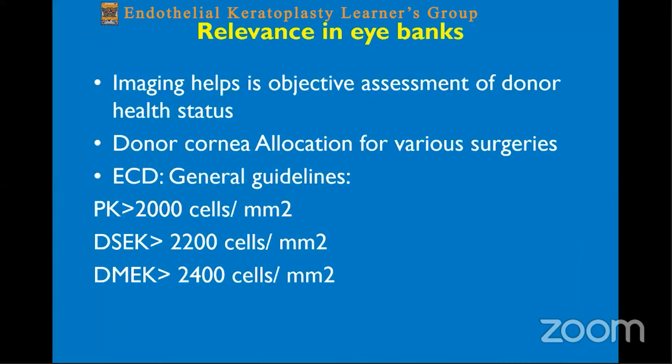What about the relevance in eye banking? The imaging helps in obtaining an objective assessment of the donor health status. Donor cornea allocation for various surgeries depends upon the endothelial cell density guidelines. In general, what is followed and practiced by the eye bank technicians, and this is recommended, is above 2,000 cells per millimeter square are the ones which are suitable for PK graft. About 2,200 is the criterion used for DSEK, and 2,400 cells per millimeter square is usually for the DMEK, because just by virtue of the nature of the surgery, these are the rough ECD guidelines followed by the eye banks.